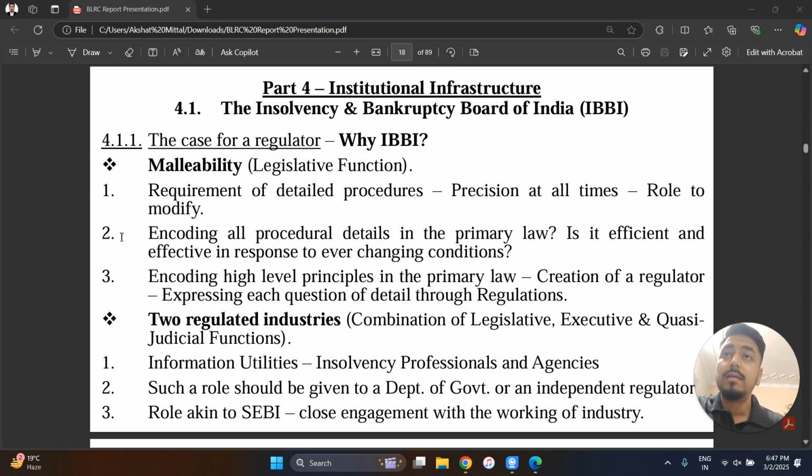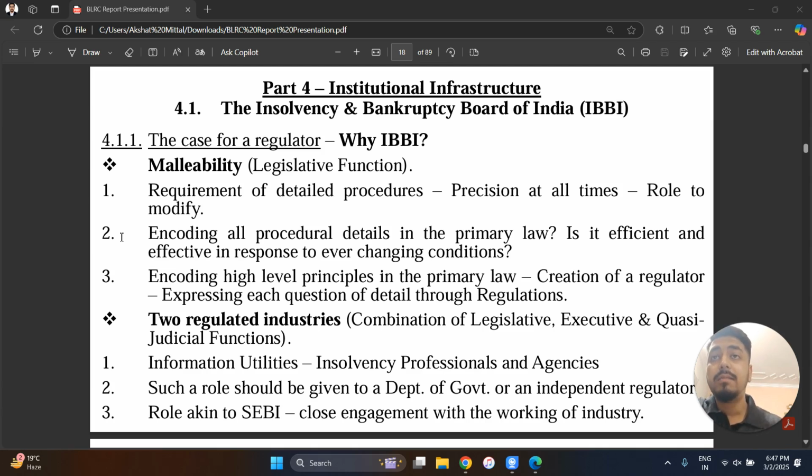Now, having discussed the objectives of this committee and all the benefits this committee foresees with the implementation of this insolvency and bankruptcy code, how does this committee ensure that these objectives and benefits are actually materialized once this insolvency and bankruptcy code comes into force?